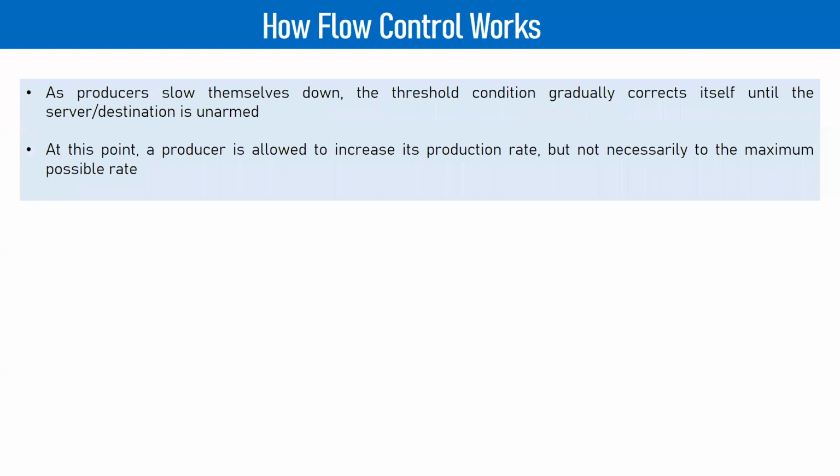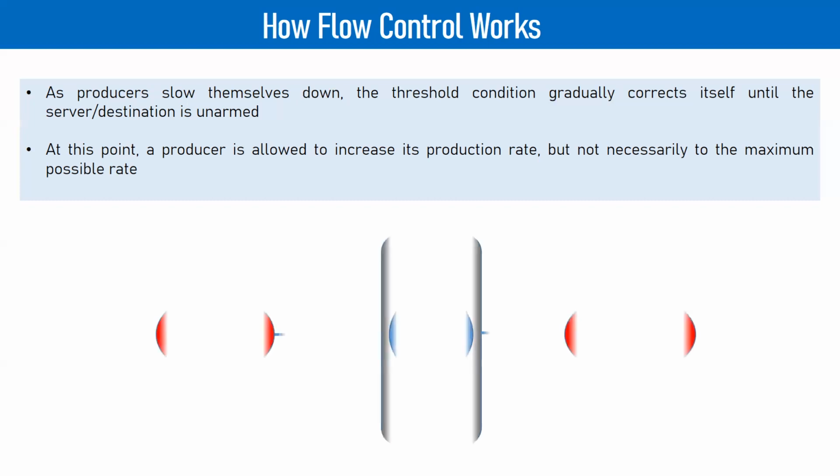So it will start with 500, and if it sees that the consumer is still armed, it will try to send 400 messages, then still armed, 300 messages, then it may try 200 messages. If it is sending 200 messages and sees that the consumer is now unarmed, then it may increase the flow from 200 to 250 or again to 300. And if it still sees that the consumer is in armed condition, it will automatically reduce the number of messages it is sending. So at this point, a producer is allowed to increase its production rate, but not necessarily to the maximum possible rate.